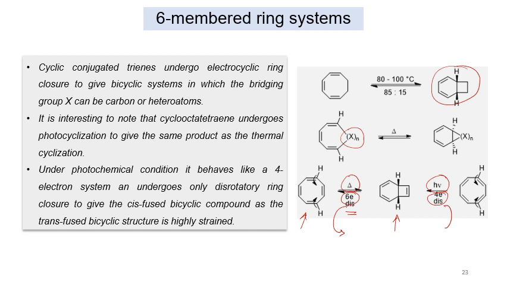Why does this happen? Because if this is carried out under photochemical conditions and it reacts as a 6 electron system, it would give you a transfused bicyclic structure that would be highly strained. Therefore, this system undergoes a 4 electron disrotatory ring closure, thereby generating exactly the same species that comes from the 6 electron disrotatory ring closure.